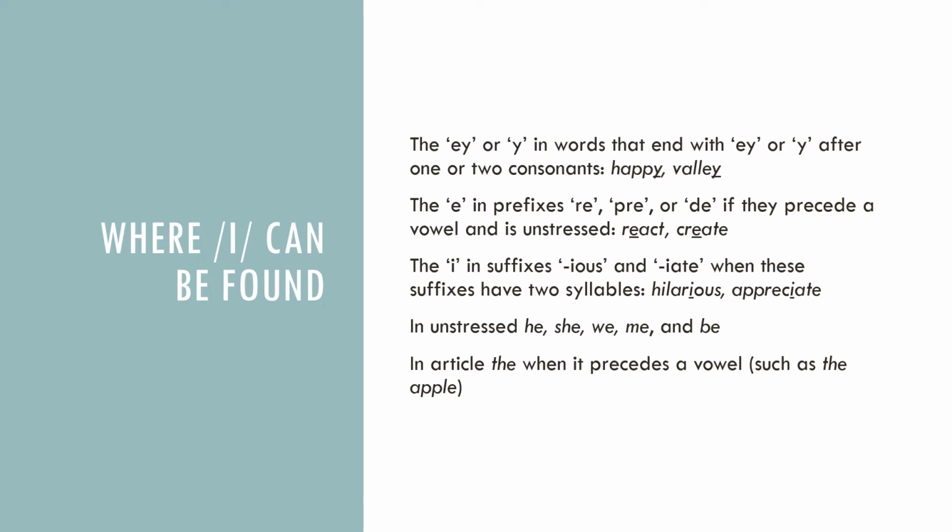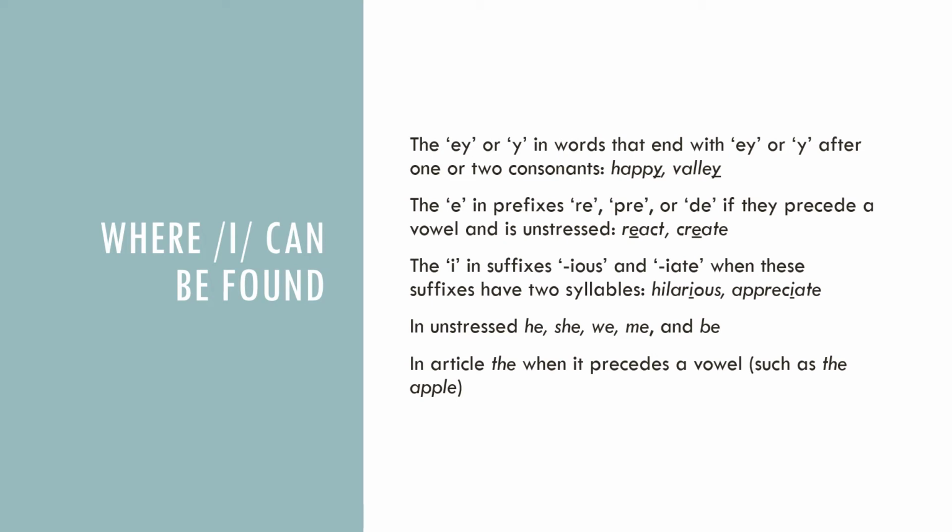First, it can be found in the letters EY or Y in words that end with EY or Y after one or two consonants. For example, happy, valley. Second is the E in the prefixes re, pre, or de if they precede a vowel and are unstressed. For example, in the words react and create.